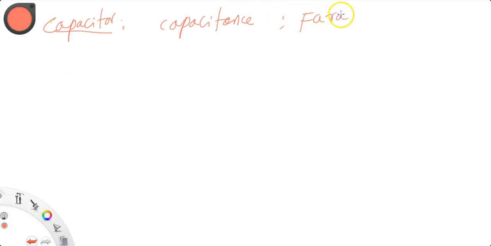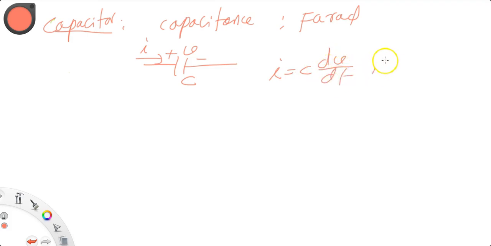Next we will discuss capacitors. The measured quantity is capacitance and the unit is farad. For current and voltage, every time I write the same conventions. So for capacitors, I is equal to C times the rate of change of V, then V equals 1 upon C times the integration from minus infinity to the final time of I dt.